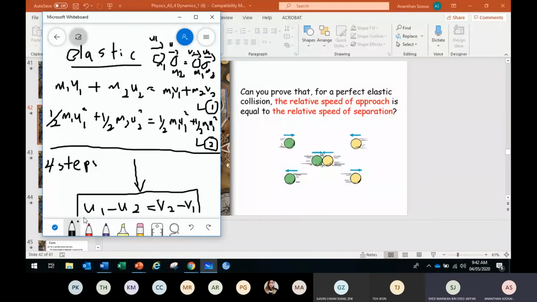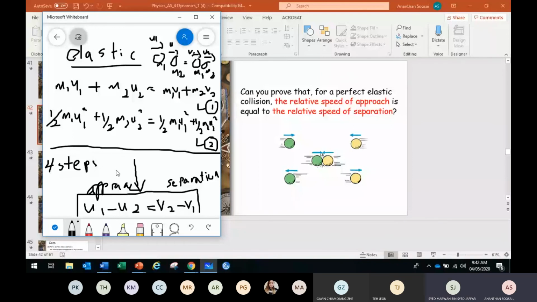This is called the relative speed of approach and relative speed of separation. U1 minus U2 is the relative speed of approach, approach meaning before colliding. V2 minus V1 is the relative speed of separation. So the terms you don't need to remember.